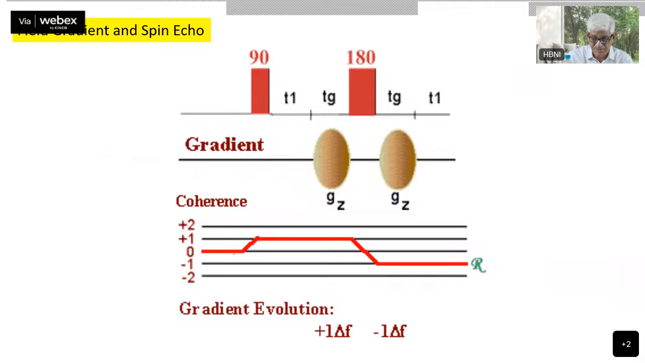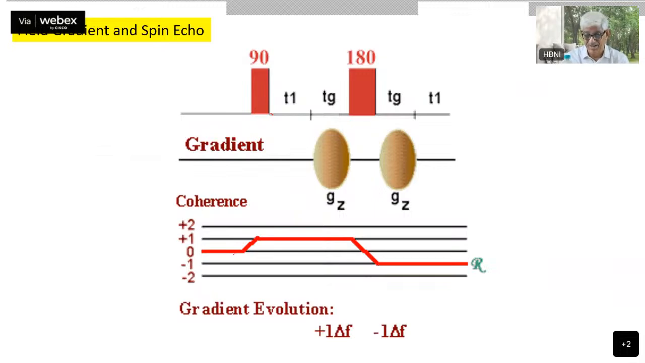And now the dephasing happens during this. Of course, you don't show it here, but it is still single quantum. It remains a single quantum. The dephasing happens there. And this 180-degree pulse inverts this, converts this plus 1 into minus 1. Coherence order gets converted from plus 1 to minus 1.